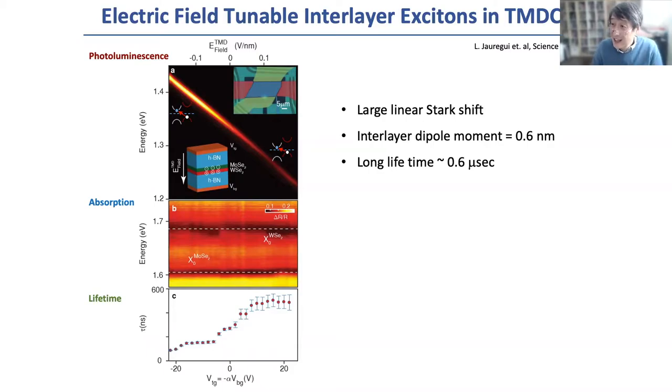It's at least 10,000 times longer-lived compared with the typical exciton in the 2D system. Such a long-lived exciton is the first ingredient we need to step forward to realizing the exciton condensation.